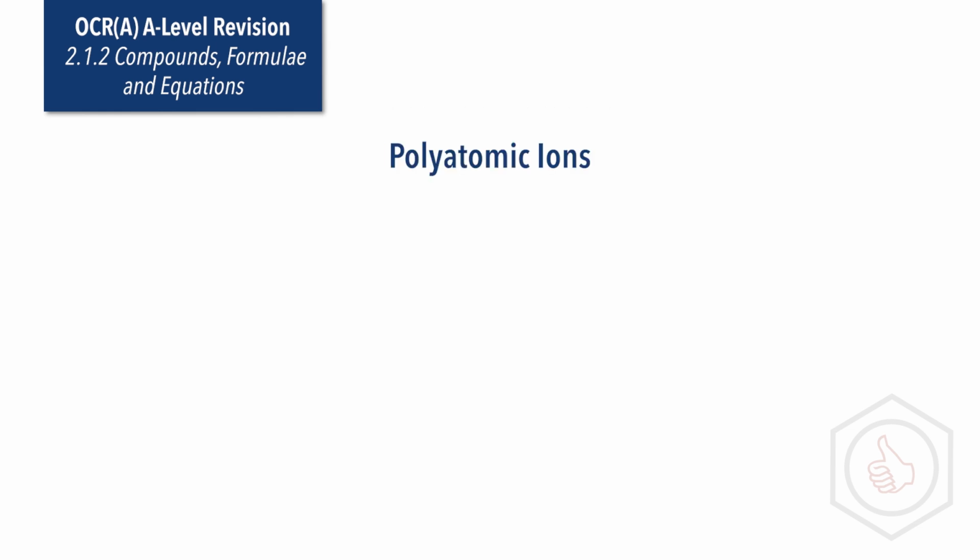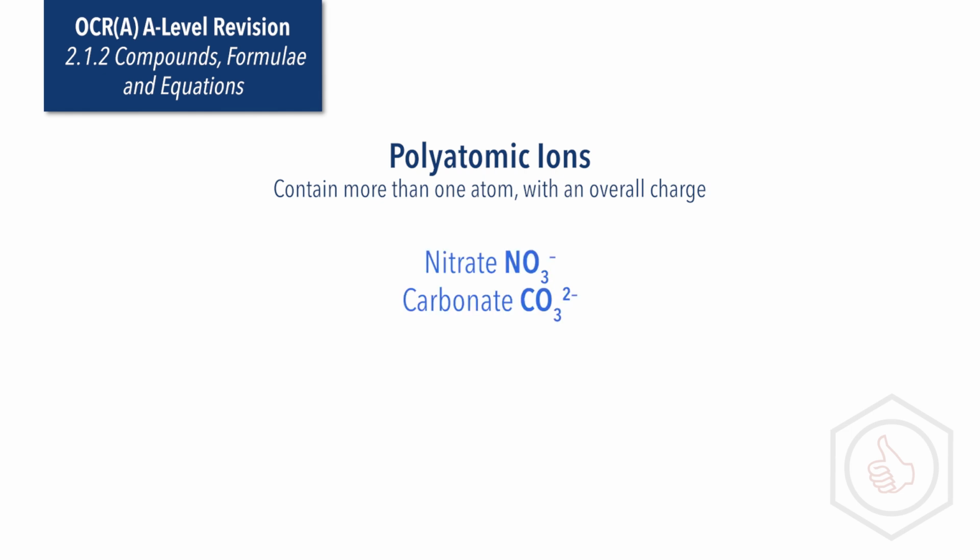Polyatomic ions contain more than one atom, and the bonded atoms share an overall charge. At this stage, you should be comfortable with the following polyatomic ions: a nitrate ion, NO3-, a carbonate ion, CO3 2-, a sulfate ion, SO4 2-, a hydroxide ion, OH-, and an ammonium ion, NH4+.